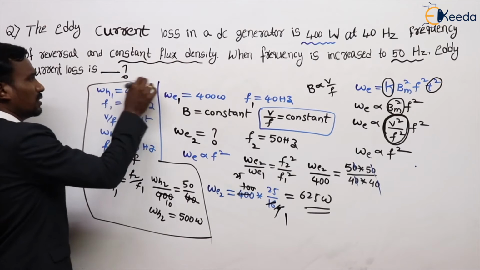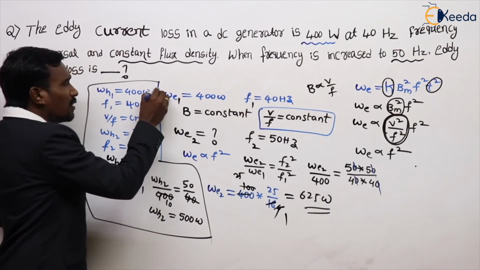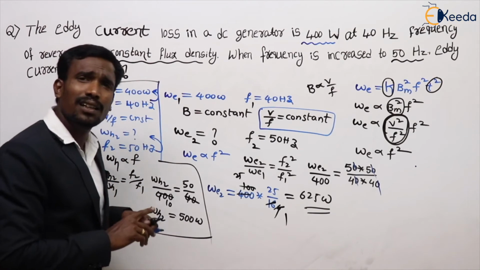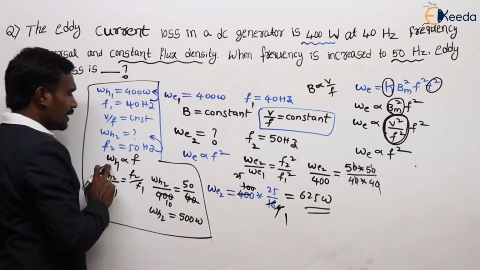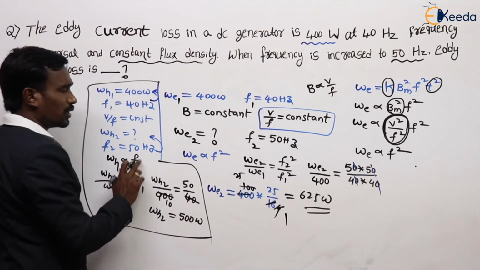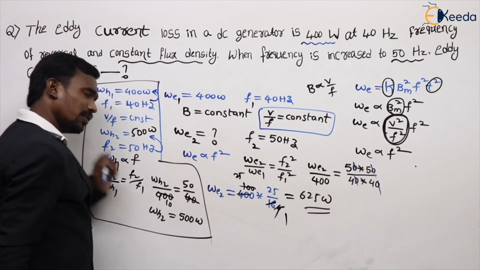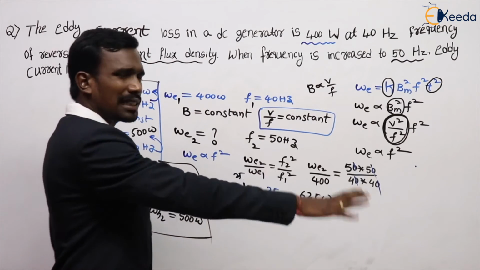See how silly this question is. For 40 hertz, 400 watts. Then for 50 hertz, what is the answer? When hysteresis loss is directly proportional to frequency, then for 50 hertz, the answer is 500 watts. Actually, this is the question, this is the answer, this is clear.